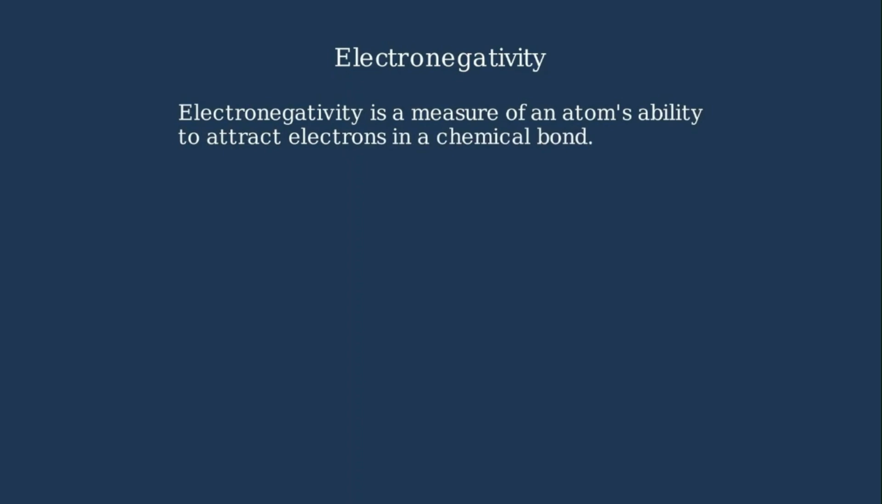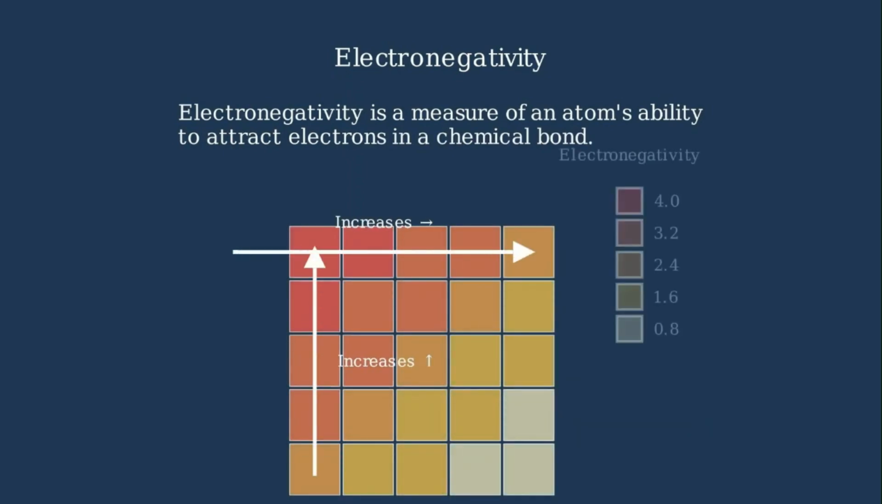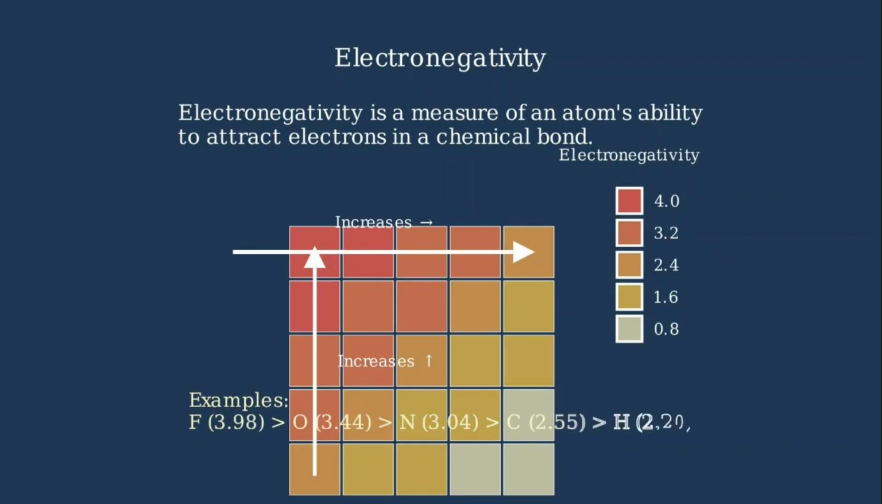Electronegativity is a measure of an atom's ability to attract electrons in a chemical bond. Electronegativity increases from left to right across a period and decreases down a group in the periodic table. For example, fluorine has the highest electronegativity at 3.98, while hydrogen has a much lower value at 2.20. The difference in electronegativity determines whether a bond is nonpolar, polar covalent, or ionic.